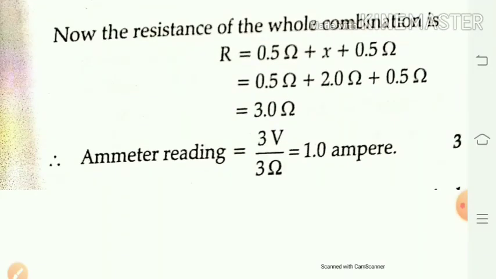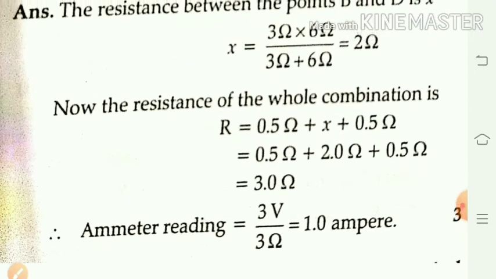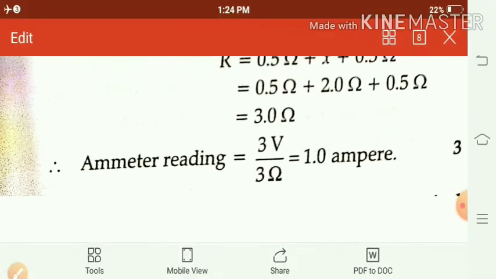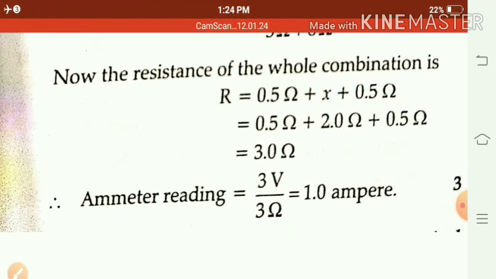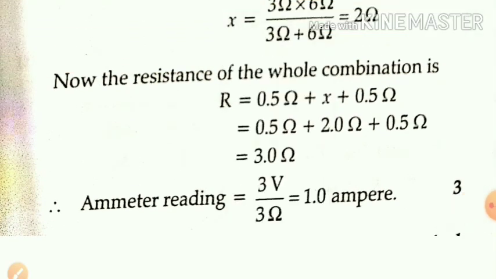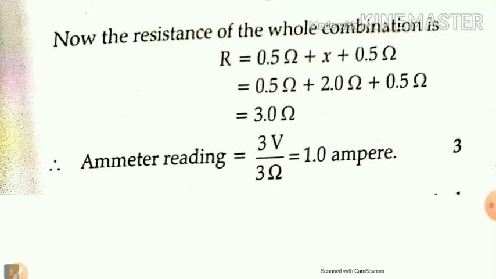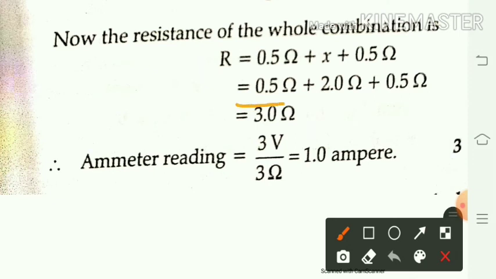Now, the resistance of the whole combination: R is equal to 0.5 ohm plus X plus 0.5 ohm. Here the X value we have calculated is 2 ohm. So, the total resistance R becomes equal to 0.5 plus 2 plus 0.5. 0.5 plus 0.5 is 1, plus this 2 ohm, it becomes equal to 3 ohm.